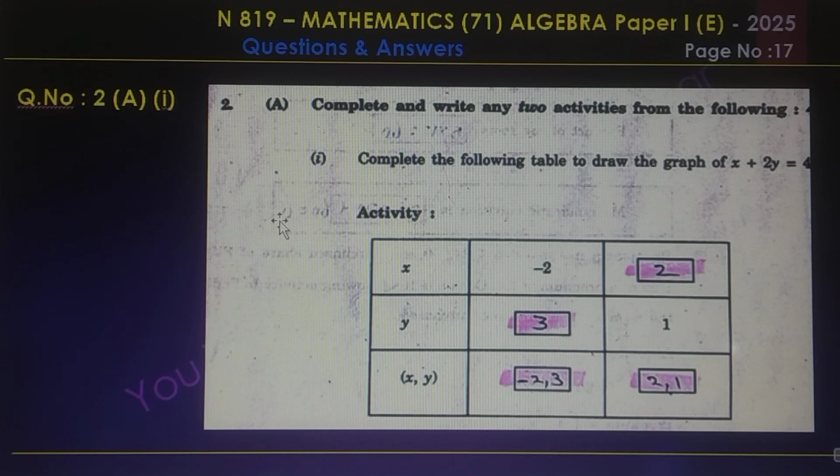2A1. Complete the following table. Draw the graph of x plus 2y equal to 4. Here in the activity I have given the answers: 2, 3, minus 2, 3, 2, 4. Here we are taking x plus 2y equal to 4. For example, when we substitute the x value minus 2, we get y equal to 3, so x comma y equal to minus 2, 3, and 2, 1.